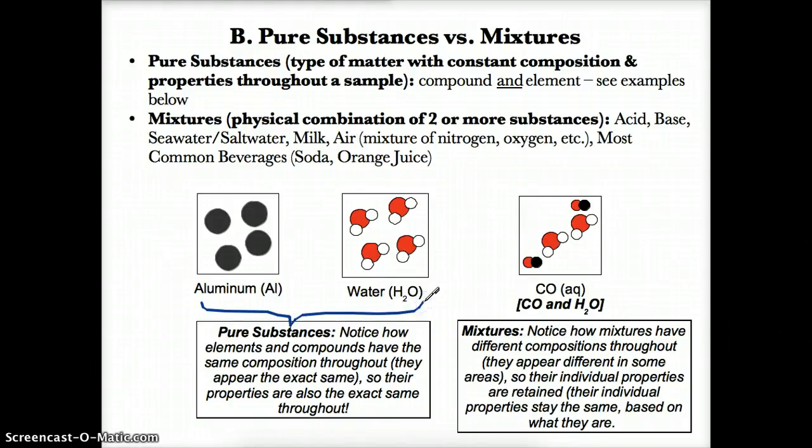So if all the patterns look the same, you have either an element or a compound. If the patterns look different at all, however, you have a mixture. So make sure you keep these in mind. If everything looks the same, you have a substance. If something looks different at all, it's a mixture.